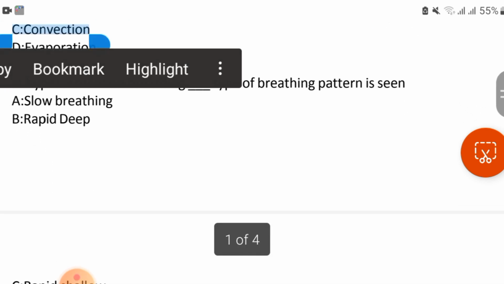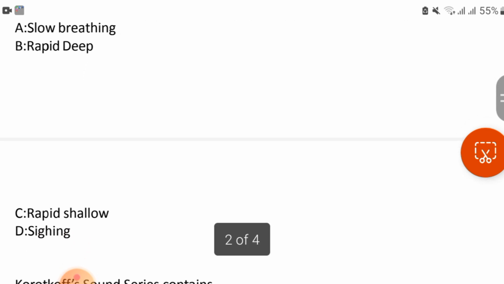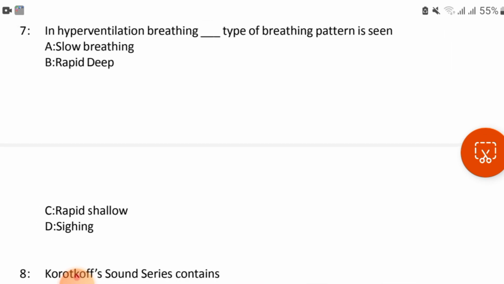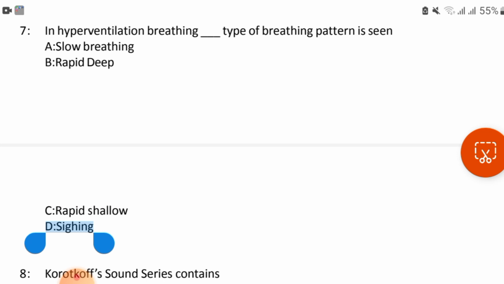Okay, let's move towards the seventh one. In hyperventilation, which type of breathing pattern is seen? The first one is slow breathing. Second one is deep, rapid deep breathing. C is rapid shallow, and D is sighing. So the correct option for hyperventilation breathing pattern is option D, that is sighing.